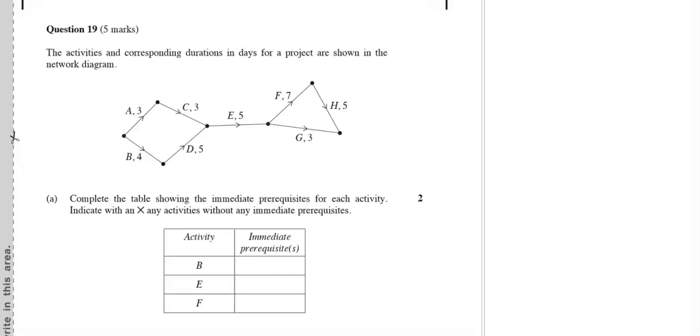Right, so I'm looking at this network and I can see that activity B is at the start. It doesn't have any immediate prerequisites, so I'm going to put in an X as they directed us. Okay, I'm looking at E and its immediate prerequisites are C and D. And when I look at F, I can see that its immediate prerequisite is E.